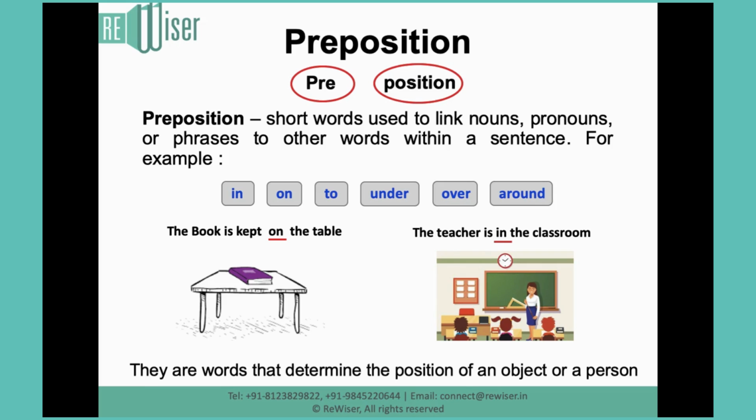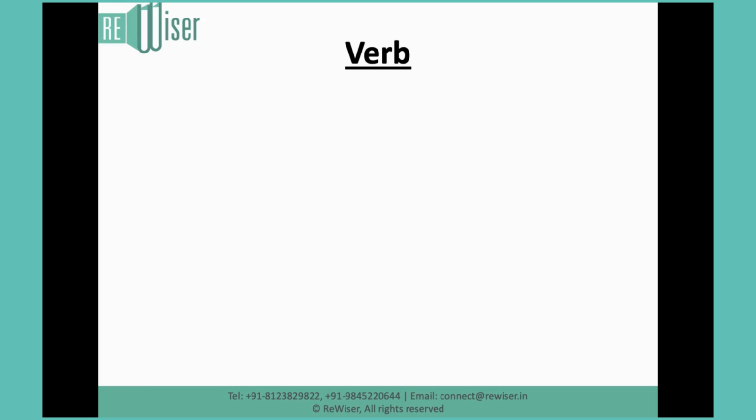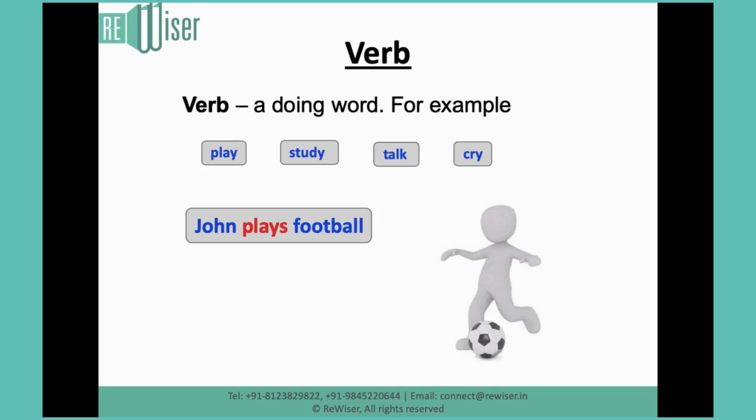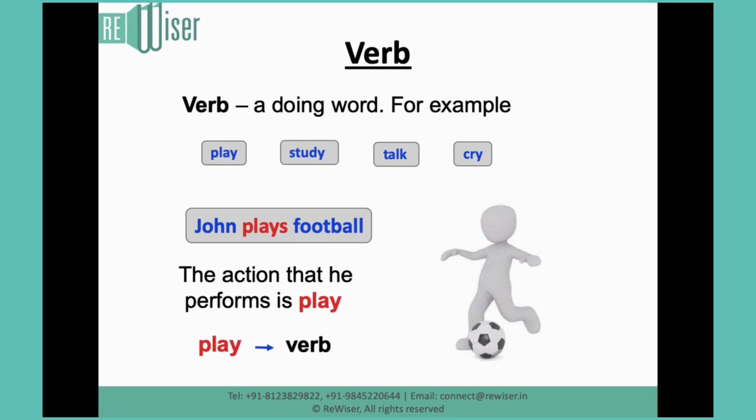So we are done with nouns, pronouns, prepositions, and now we move on to verbs. A verb is generally called a doing word or an action word. For example, play, study, talk, cry. John plays football. The action that he performs is play, playing. So play is acting as a verb in that sentence.